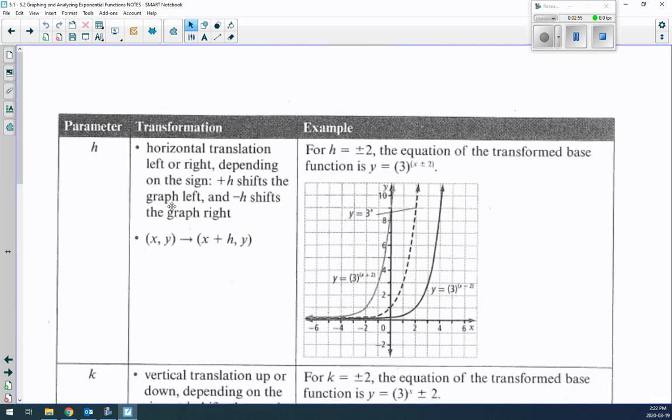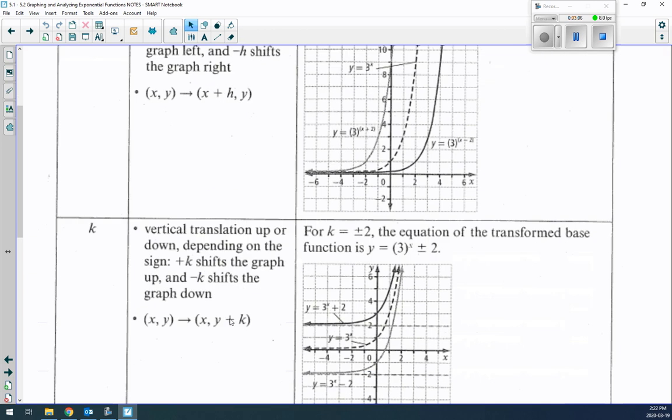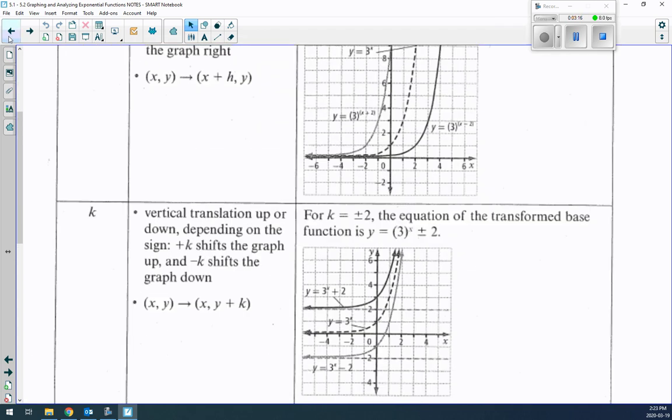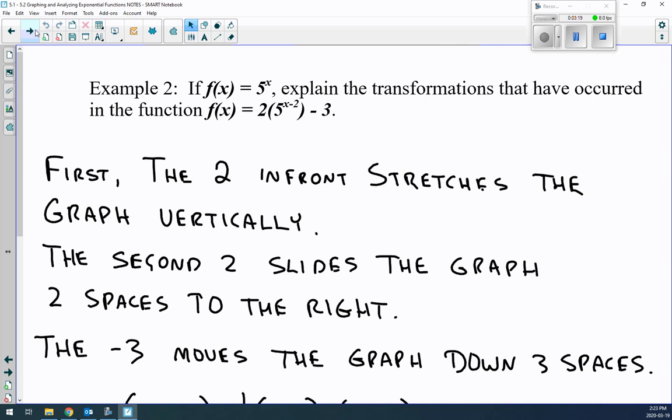Next page, we talk about h. If it's h, it's a horizontal translation. So this shifts it left and right. You can see that here. And then k shifts it up or down. You've got to remember, you have to do stretches and reflections before you do translations. So you've got to do your a's and b's before your h's and k's. Okay. Now, if you flip to the last page, you'll see here's a great example of what happens.